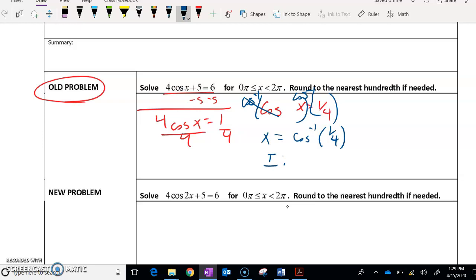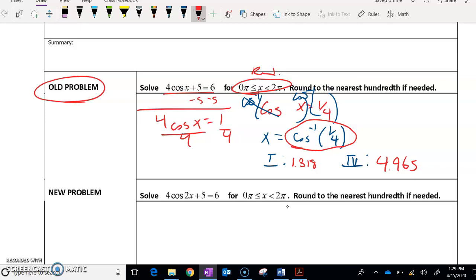And because it's positive, I know that it's in quadrants 1 and 4. So when I type in cosine inverse of 1/4 on my calculator, I am paying attention that I need to be in radian mode. So I should get about 1.318 in quadrant 1 and 4.965 in quadrant 4. Okay, so that's nothing new.